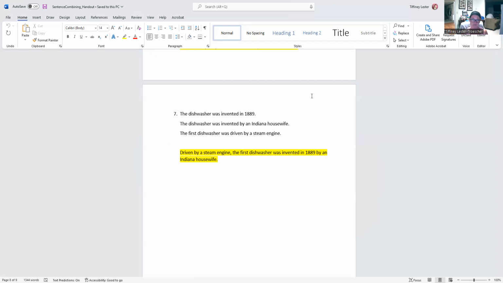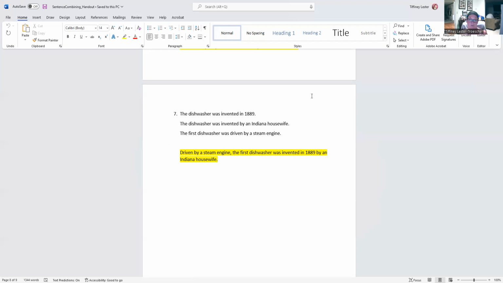We put the steam engine at the front because it's a pretty cool fact, but not necessarily the most important fact. We put that it was invented by an Indiana housewife at the end because that's kind of where we're leaning in terms of what is the most important aspect of these ideas. So, driven by a steam engine, the first dishwasher was invented in 1889 by an Indiana housewife. Again, several ways you could have done that, but I hope you're getting the idea.